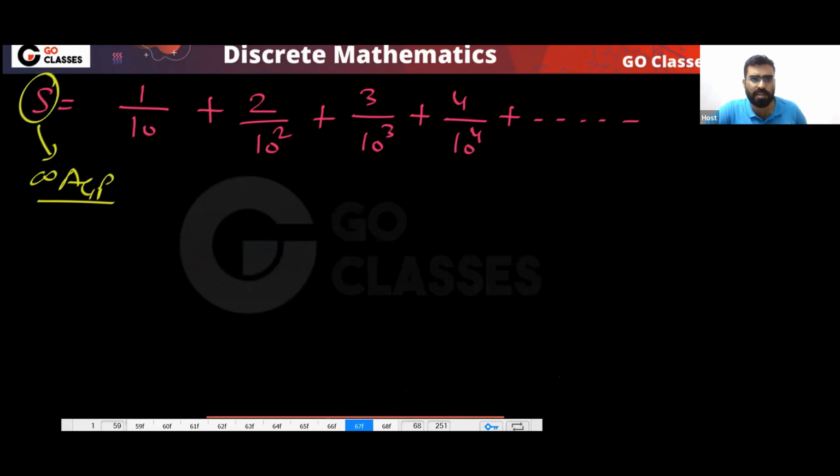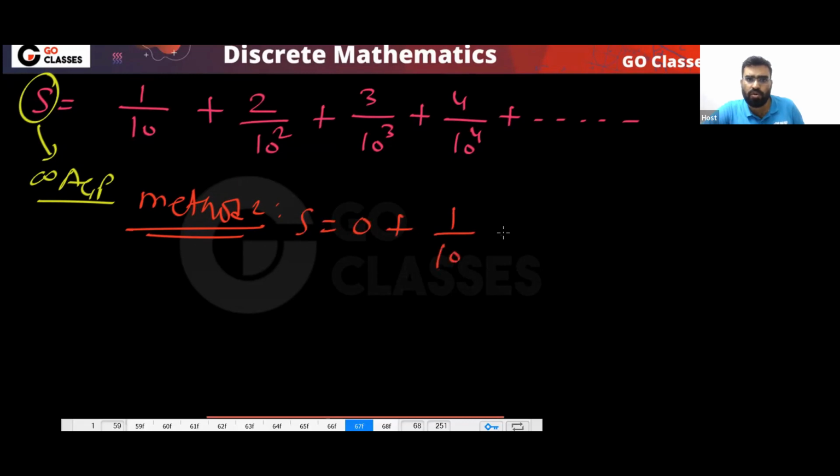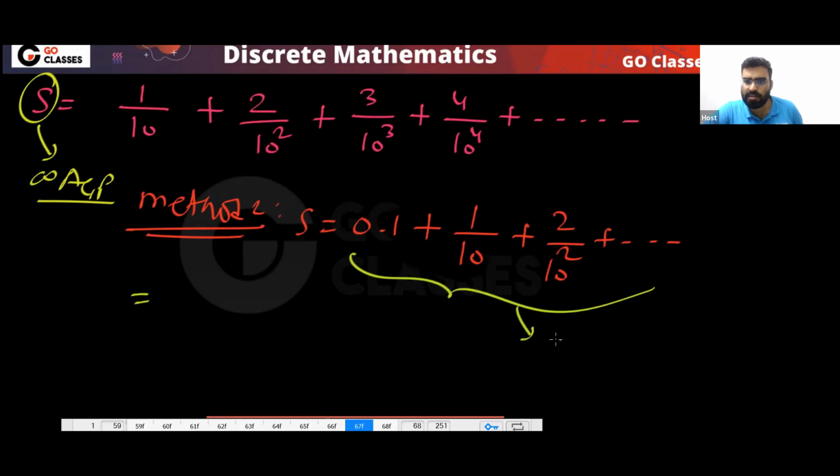Now, what is another method? What is method number 2? That is much easier. Method number 2, just add 0. If you add 0, then see something will happen. Basically I am adding 0 into 1. Now you can notice this is very simple. So finally, now this is in the desired format.